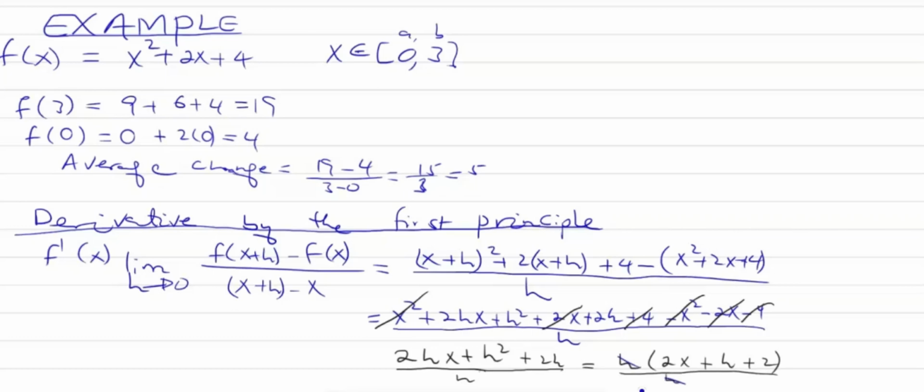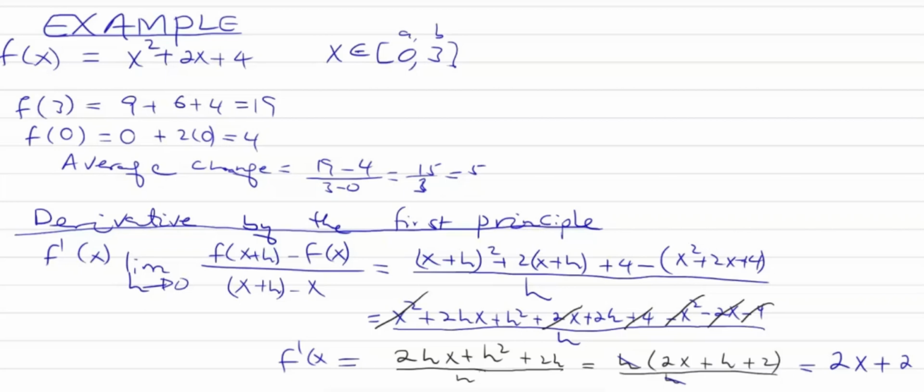So as h approaches 0, if you substitute 0 there, my f prime of x will be 2x plus 2. So my final answer will be 2x plus 2. That is my derivative of that function.